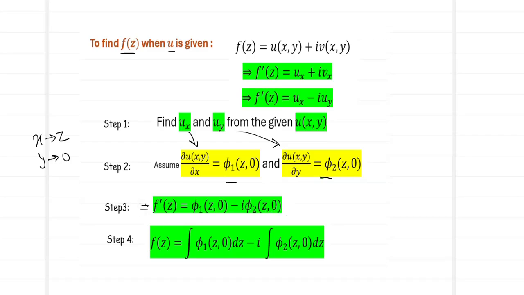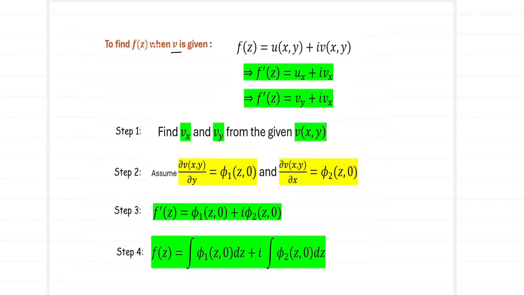From my derivative f dash of z, I was able to get my f of z by integrating the functions with respect to the single variable called as dz. This was when u was given. And now when v was given, we did the same thing, but ux is equal to vy by our CR equation. And so the format for your f dash of z becomes v with respect to y plus i times v with respect to x.